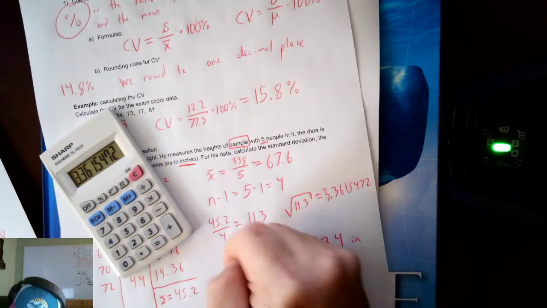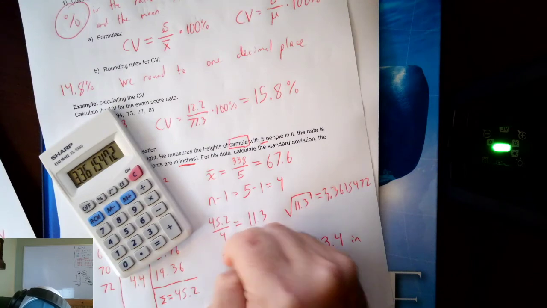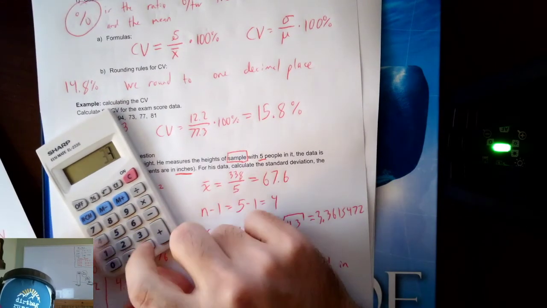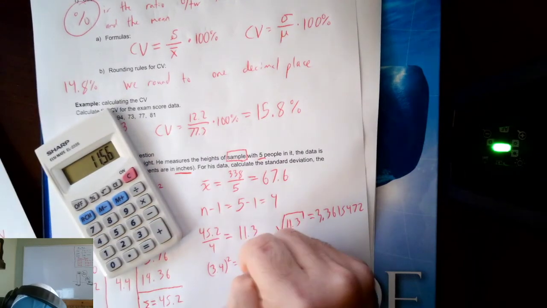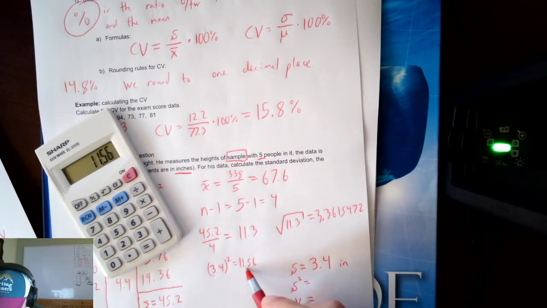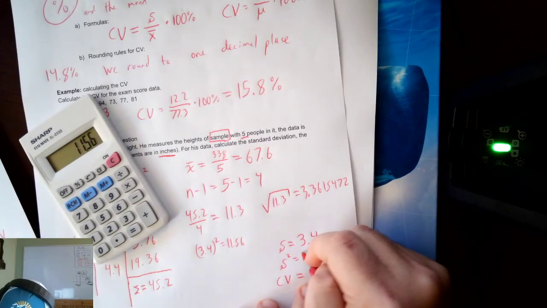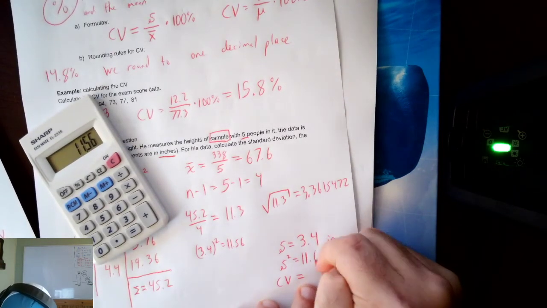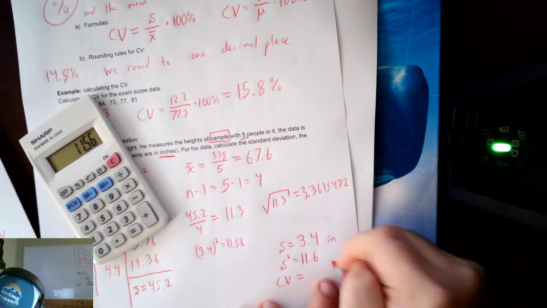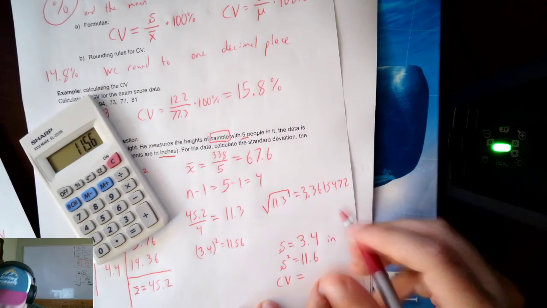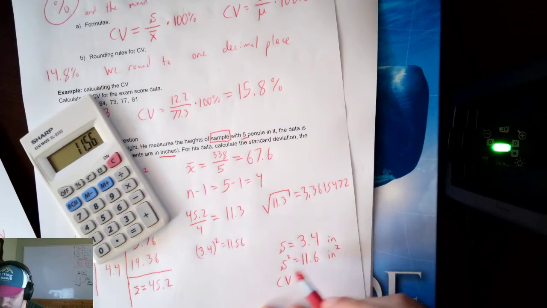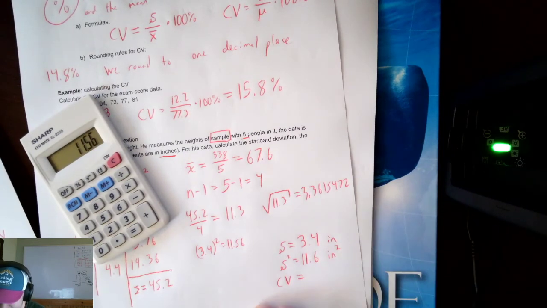Well, s is 3.4, so 3.4 squared. Let's see, 3.4 times 3.4 is 11.56, right? Squaring 3.4 gives me 11.56. So my variance will be 11.6, 1 decimal place. Variance is 1 decimal place as well, for the same rounding rule as standard deviation. The units, however, are inches squared. Remember, variance has different units.